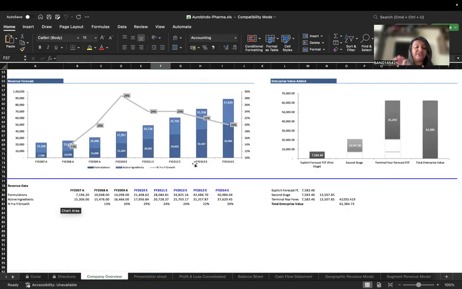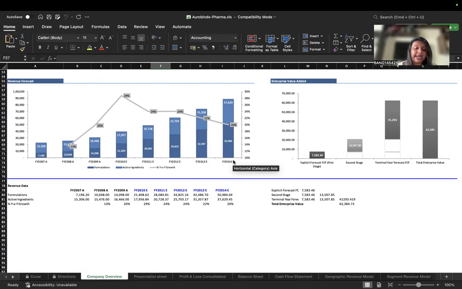And finally, we have the crown jewel of valuation: the discounted cash flow. This is a forward-looking intrinsic valuation method. It does not rely on market comparables. Instead, it takes the free cash flow we inferred from the statements, rupees 7,583 million in the first stage, and discounts it back to the present value, accounting for the time value of money and risk. So the model culminates in a total enterprise value of rupees 62,384 million.